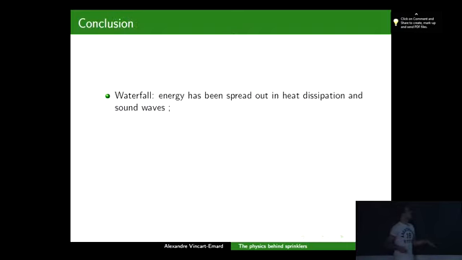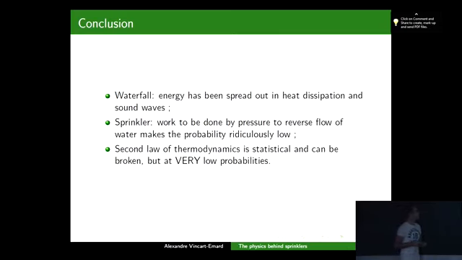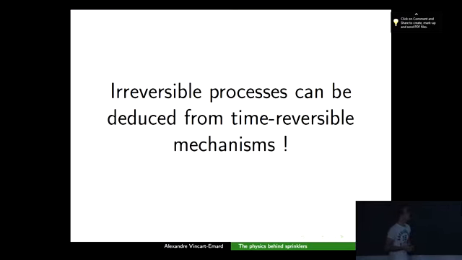So in conclusion, at the macroscopic level, for a waterfall to fall, energy has been spread out in sound waves and heat loss. So all this energy could not just combine to take the water back up the fall. At the microscopic level, for the fluctuation theorem, for the sprinkler, the work done by the pressure to take the water from the outside into the sprinkler makes the probability of the reverse process ridiculously low. The second law of thermodynamics can be broken because it's statistical, but it's very unlikely. What I would like you to remember is that irreversible processes can be deduced from time-reversible mechanisms. Thank you.